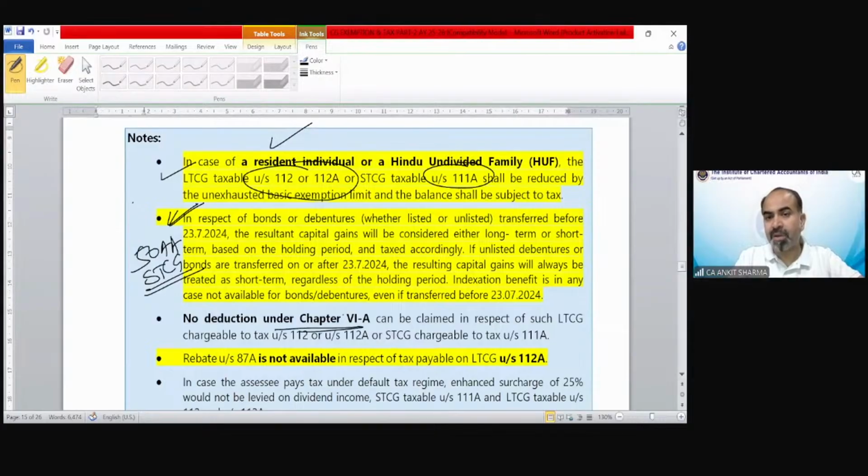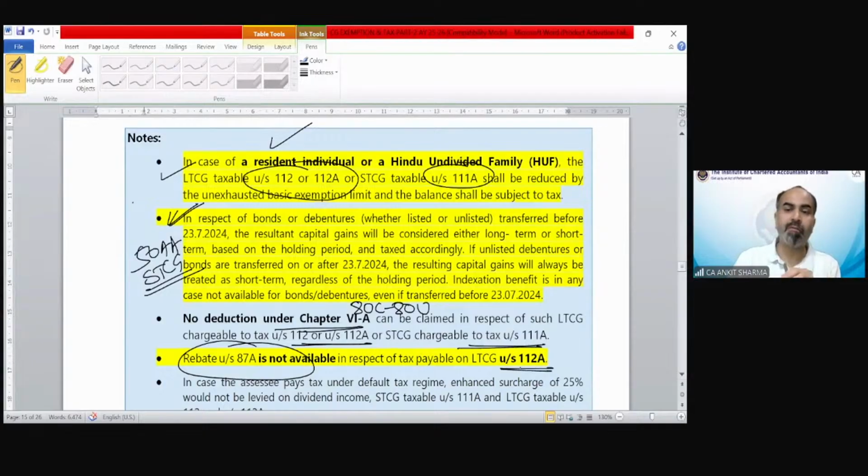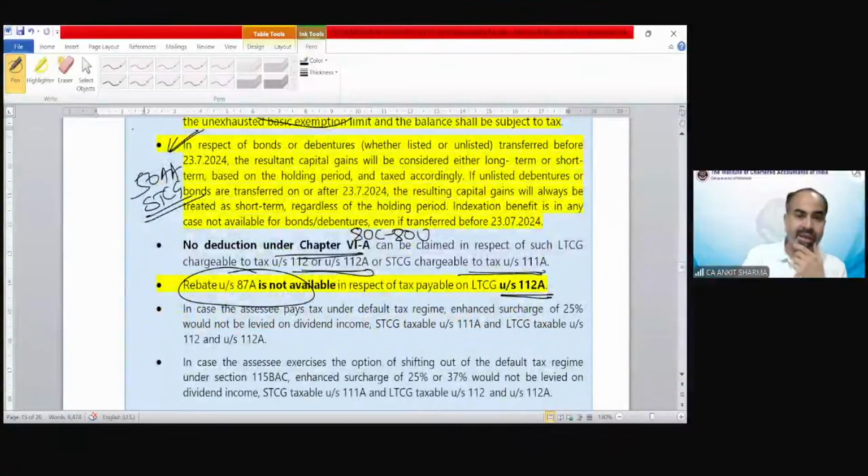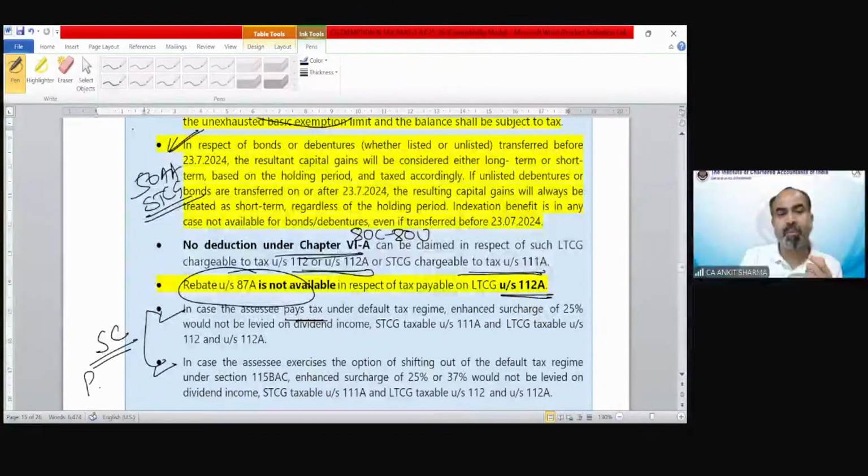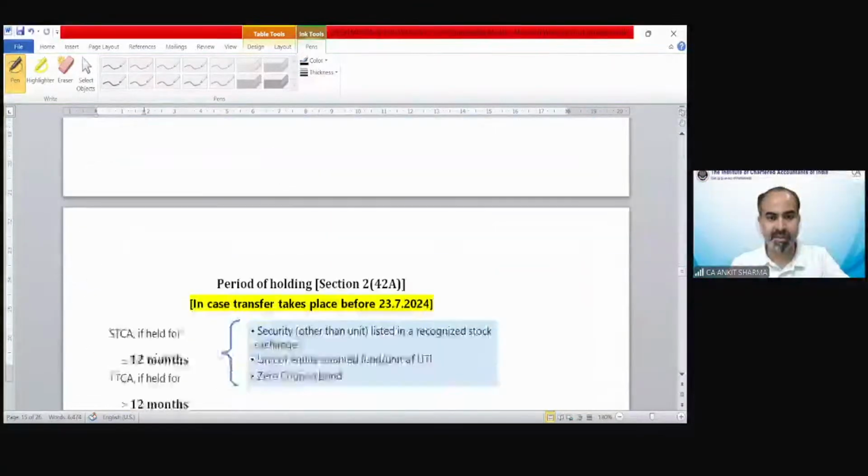No reduction under Chapter 6A. 6A means section 80C to 80U deductions. You cannot claim these deductions out of these incomes, whether you are a resident or a non-resident, whether that is before 23rd of July or after. Rebate under 87A is not available in case of section 112A. If the assessee pays tax under the default tax regime, the surcharge provision is there. So for the surcharge concept you can go through the basic concept in Chapter 1. We have already seen the surcharge applicability in these cases.